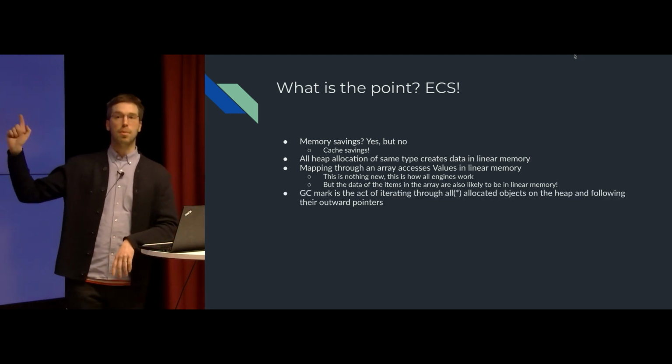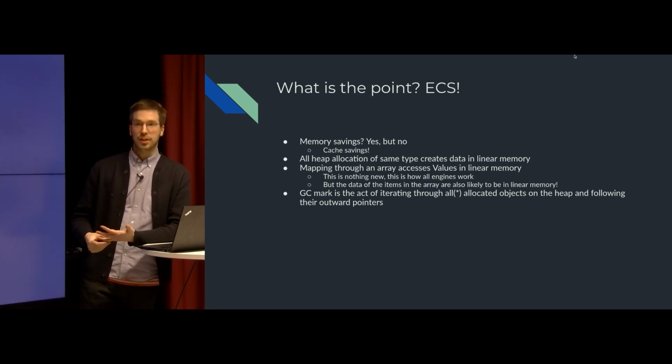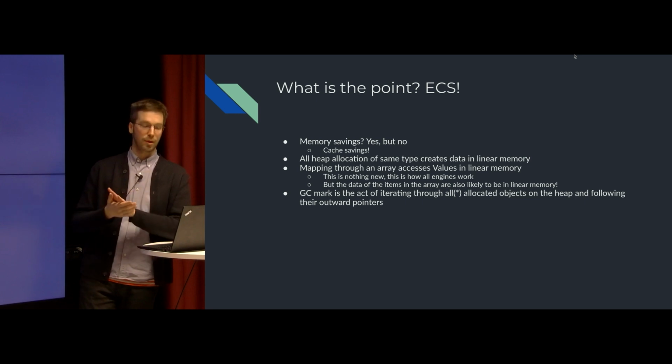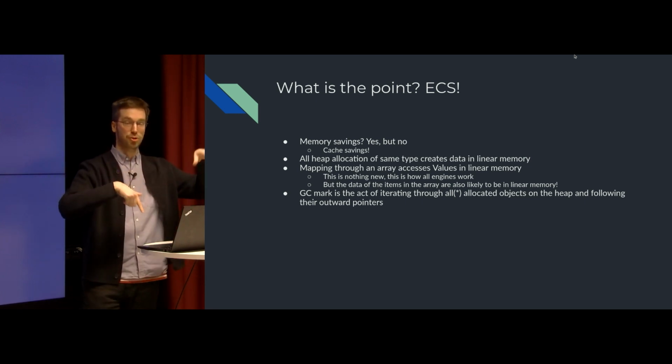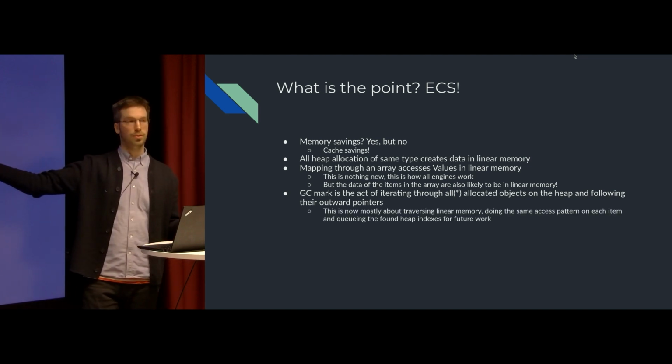And now GC marking the heap, normally or always, it's just the act of iterating through all allocated objects on the heap and following their outward pointers to whatever they depend on. Now this is just traversing linear memory.